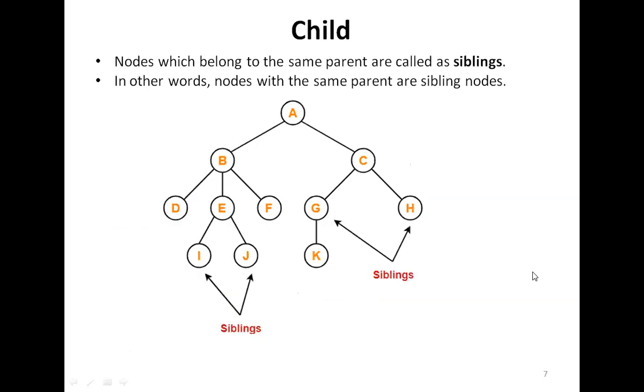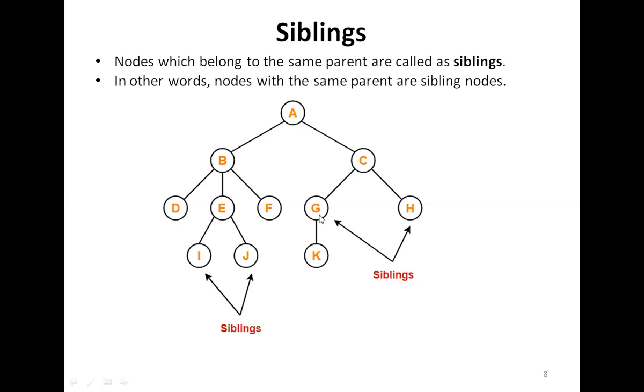The next is sibling. Nodes which belong to the same parent are known as siblings. Children of the same parent are known as siblings. In other words, nodes with the same parent are sibling nodes. You can see here node B and node C. These two nodes' parent is the same, this A. So these two are siblings. Node B and node C are siblings.